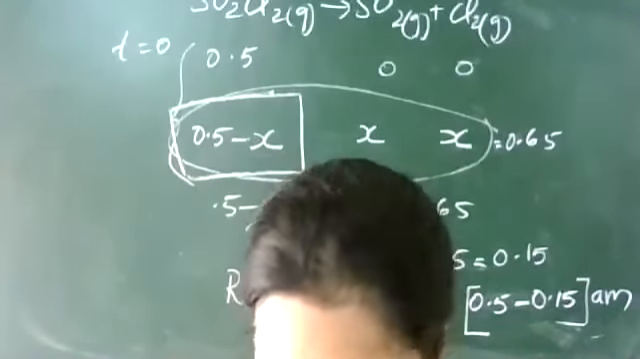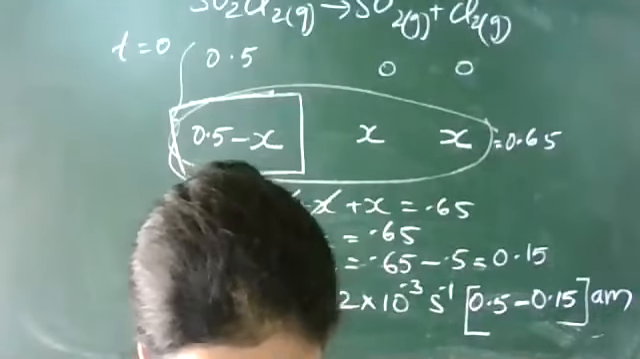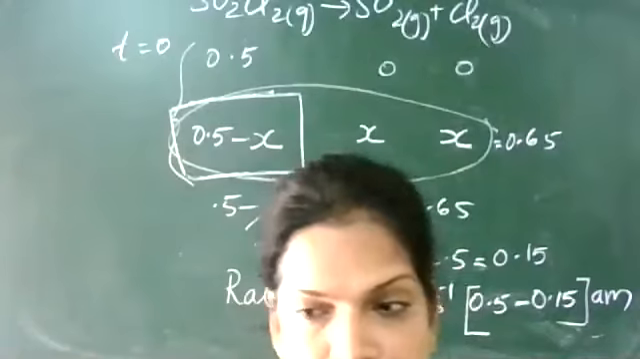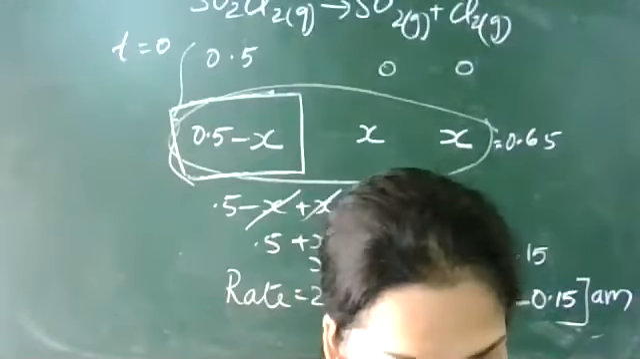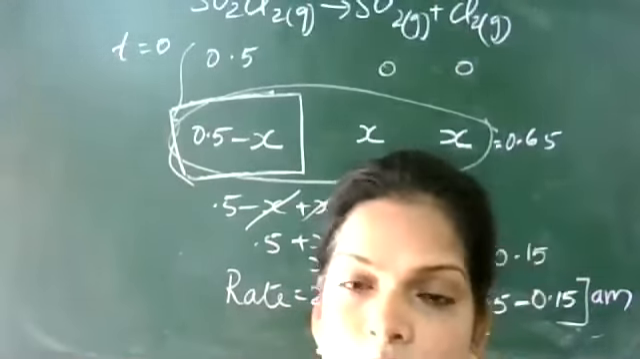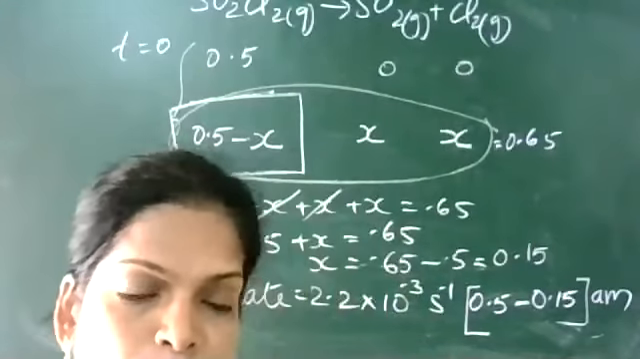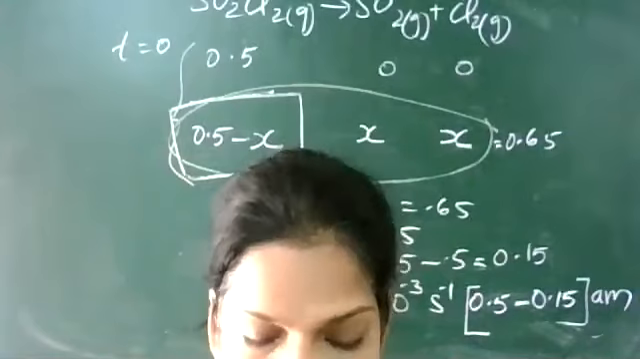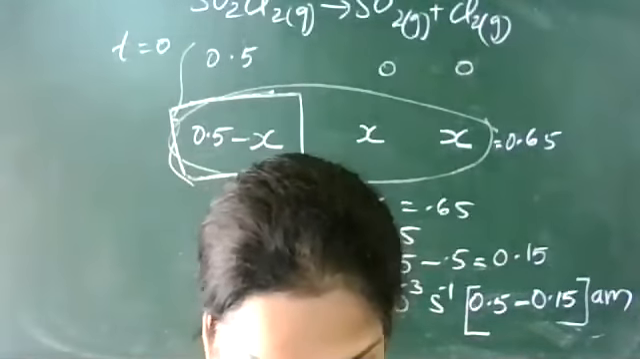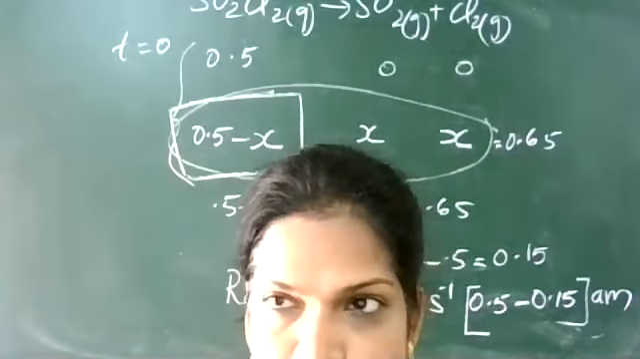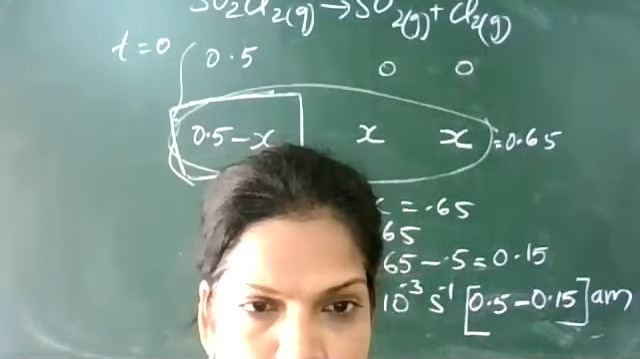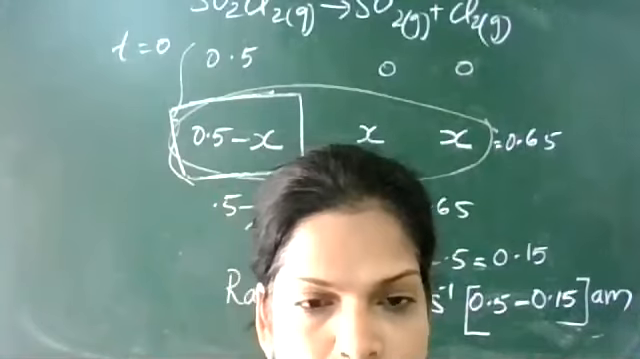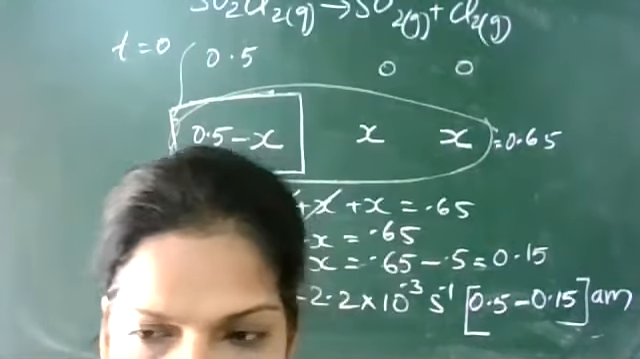Next equation you write, that is another example. 2N2O5 gives 2N2O4 plus O2. Now one pseudo first order reaction is remaining, that will take only 5 to 10 minutes.